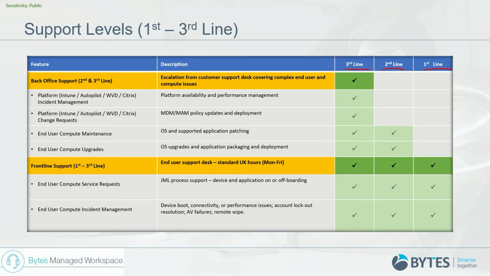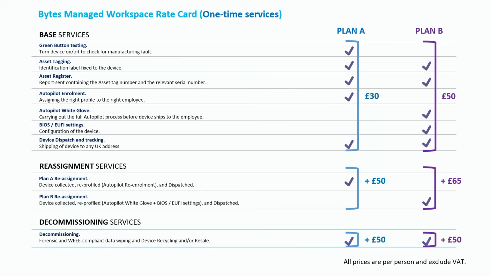There's second and third line services like platform incident management, platform change request, end user compute maintenance, and compute upgrades. Frontline support with the first and third line for end user compute service request, end user compute incident management, and the like. Now, BMW has the rate card available, which I'm going to shout out for you here. They would like you to know the different kinds of costs involved, both in Plan A and in Plan B. Very upfront about it for their different base services, reassignment services, and those decommissioning services.